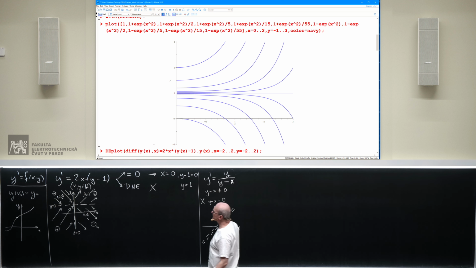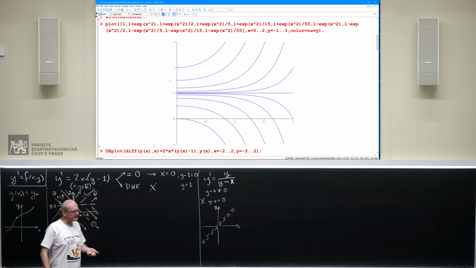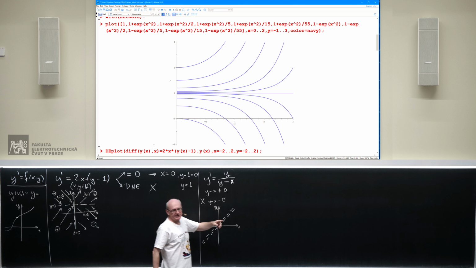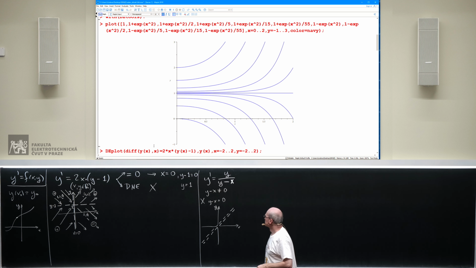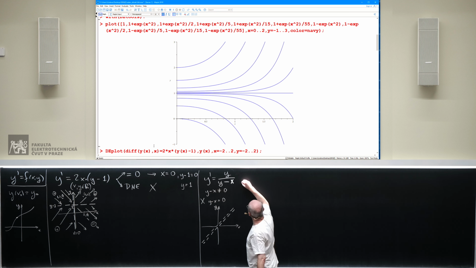So you can see, even if I couldn't solve this problem, let's say that I forget how to do separation, I could still, just by analyzing the signs of the right-hand side, get some information about the shape of the solutions. Let's try it here. This will be a little bit more challenging. So I have my derivative of the solutions here expressed as an expression of two variables.